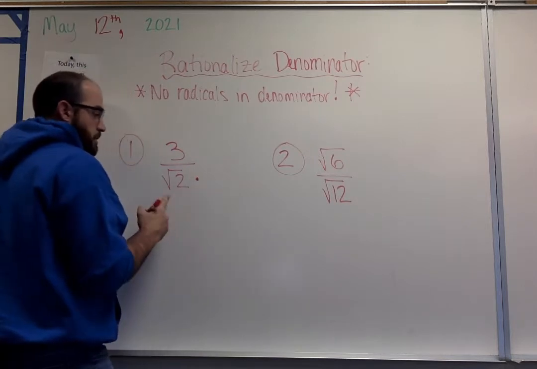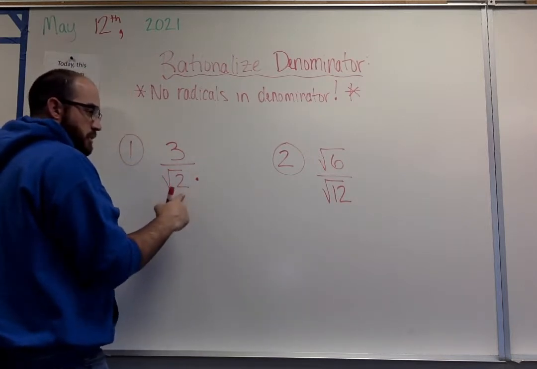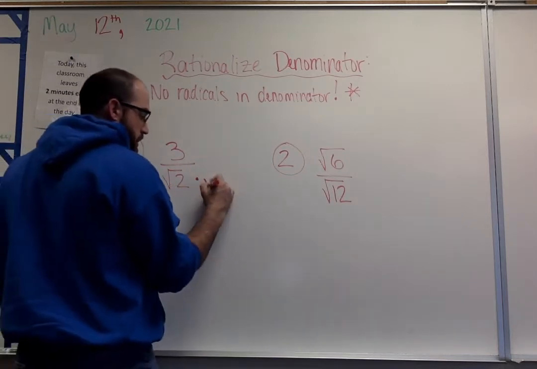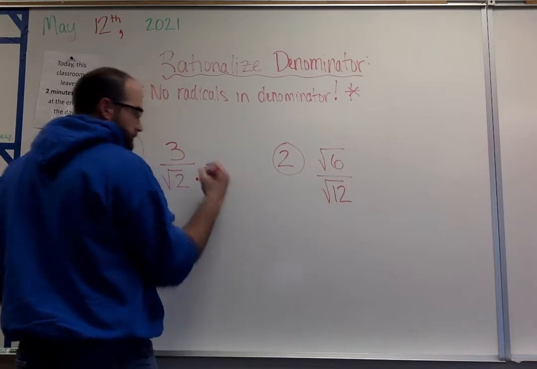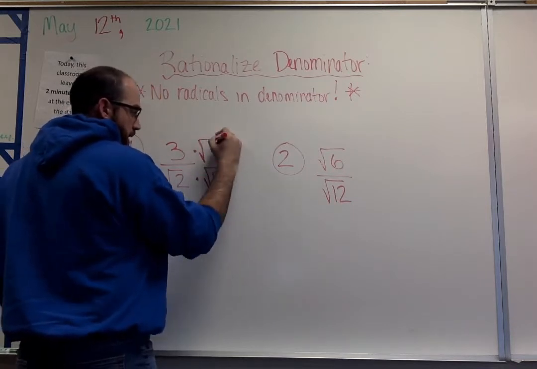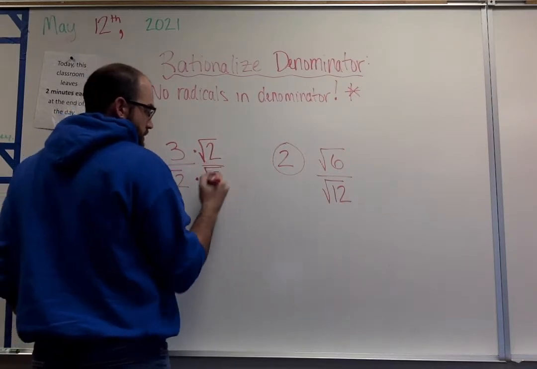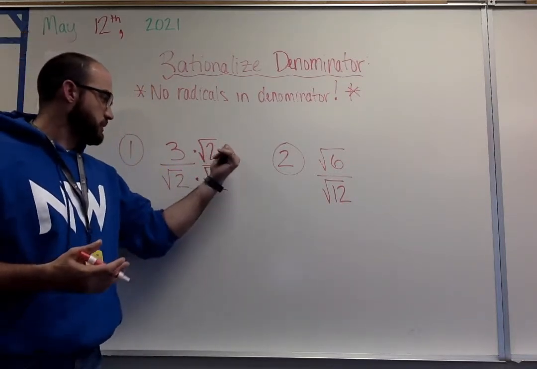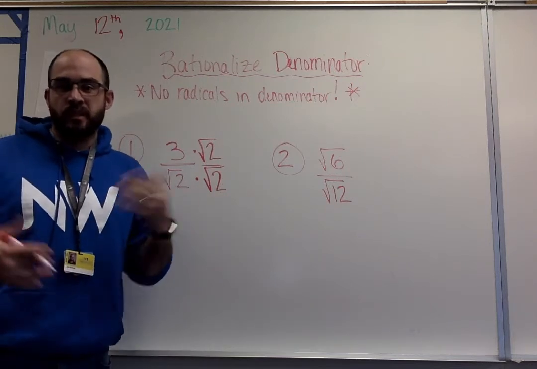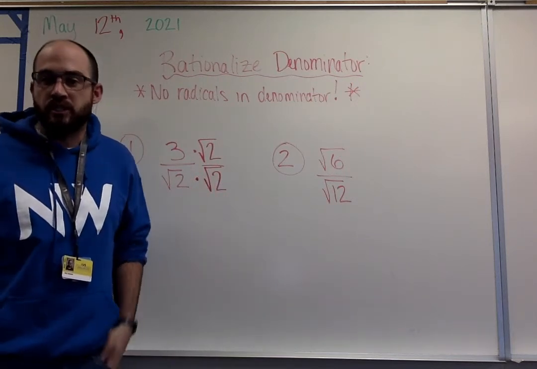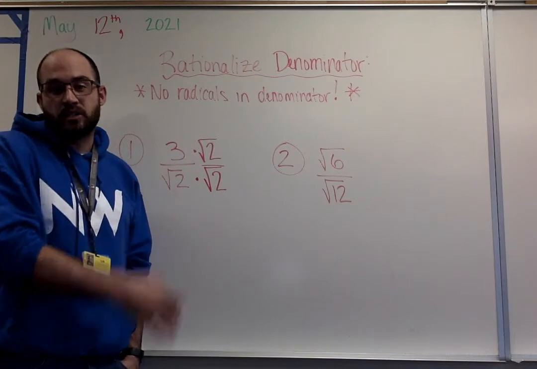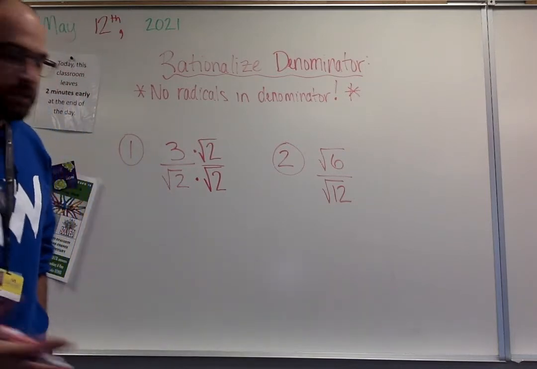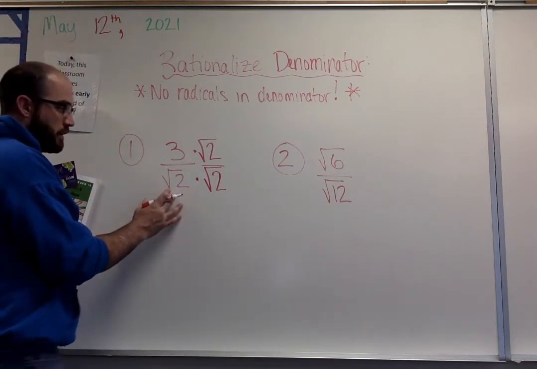So here I'm going to multiply times whatever the radical is in my denominator. Here I would multiply times square root of 2. I'm going to multiply by the exact same thing on the top as well. The reason I can do this is because the square root of 2 divided by the square root of 2 is just 1, and we can multiply any number times 1 and it doesn't change its value. So that's the reason I can do this. But again, the purpose is to get rid of a radical in the denominator.